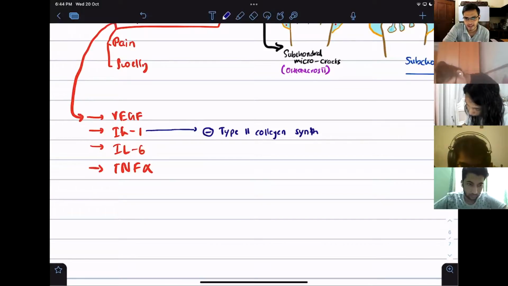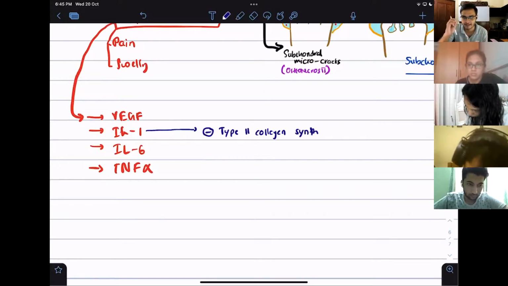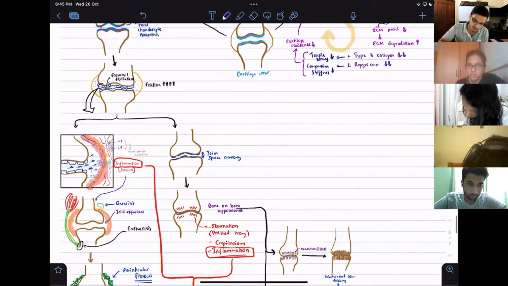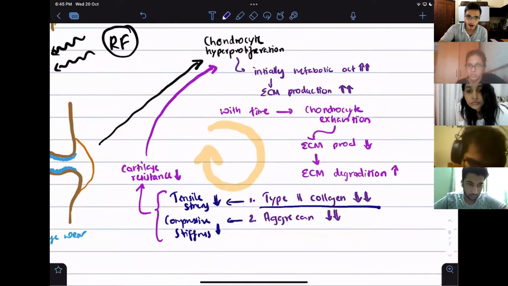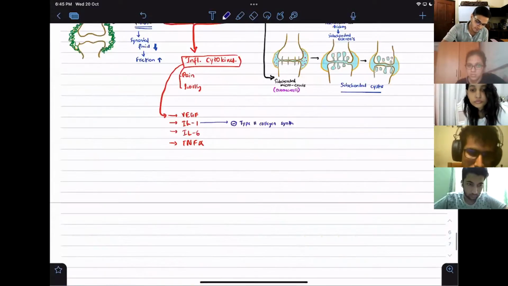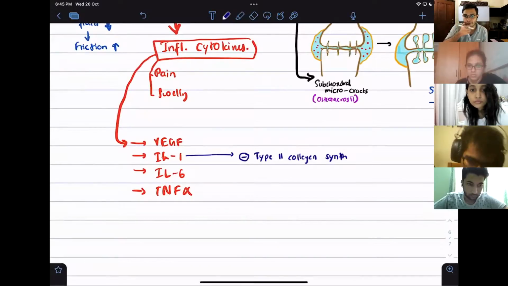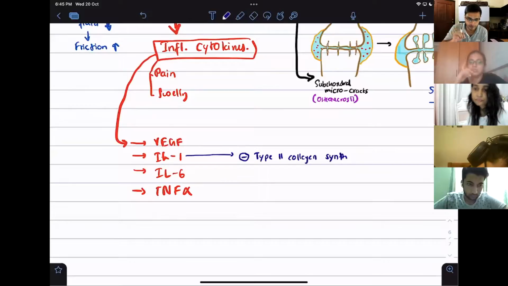Type 2 collagen, one of the most important parts of our matrix, its production is now going to be inhibited. Previously, what did we see? Its production was reduced here, guys. Do you remember? We saw production reduced. Now, production is going to be completely inhibited with the inflammatory cytokines coming in. Type 2 collagen synthesis drops drastically.